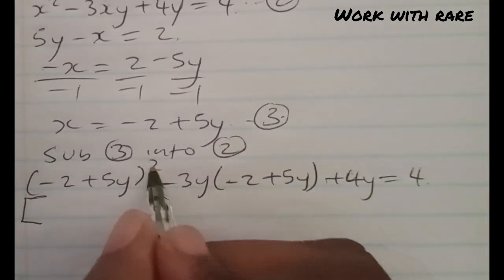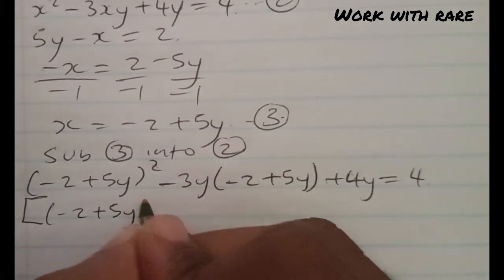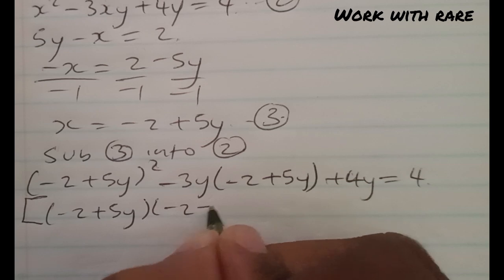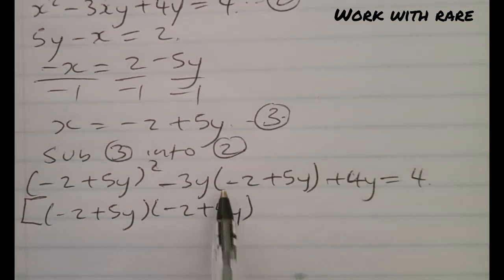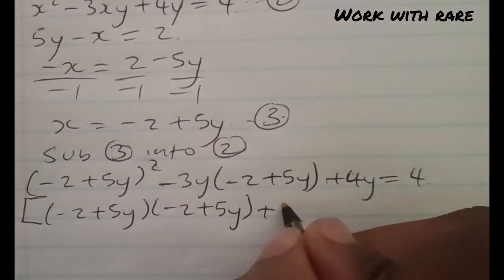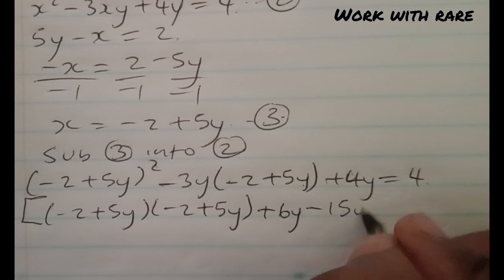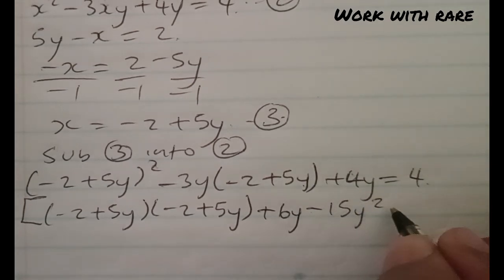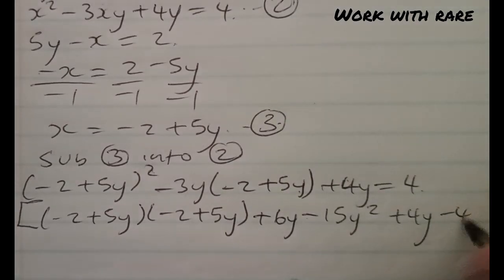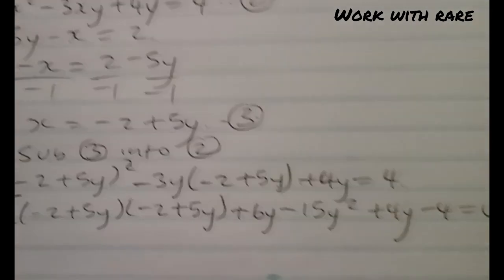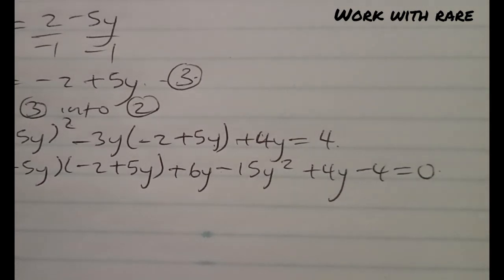Firstly for this one, remember we have squared, so this is the same as these two brackets. But we can break this one, so a negative and negative is positive. So here we'll have 6y, and this is negative 15y squared plus 4y. Let's take 4 to the opposite side already, so it will be minus 4 is equals to 0. So my next step now is to break these brackets.